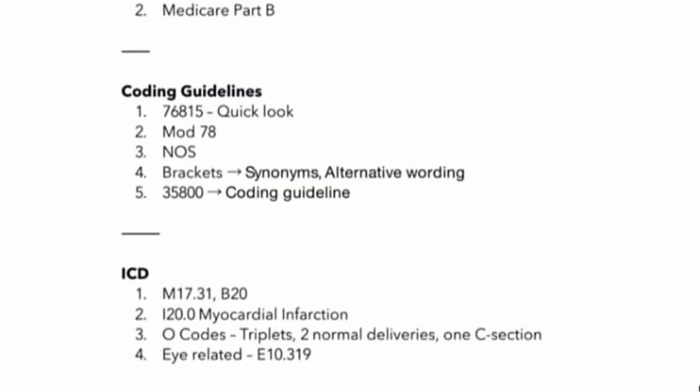The second question in coding guidelines is about modifier 78. So you have to study the basic modifiers: modifier 25, modifier 50, modifier 78, the main modifiers. The third question is about NOS, not otherwise specified. The fourth one is brackets. What is the use of brackets? Brackets are used for synonyms or alternative wording. And the fifth question is the HPET coding guideline.